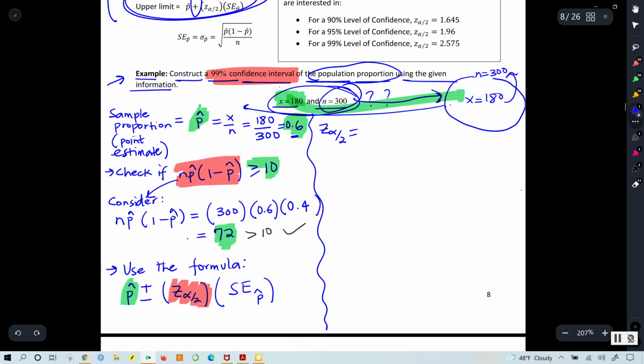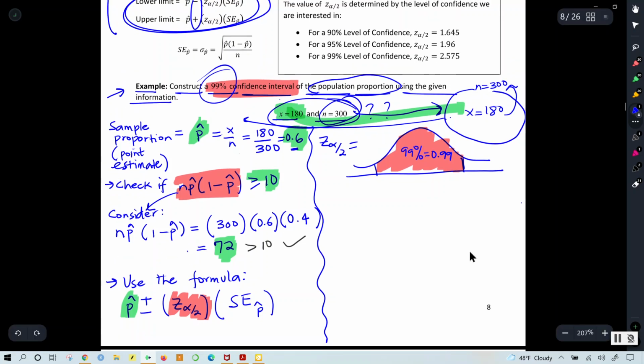Here we go. I will draw the normal distribution and locate a portion right in the middle, since I'm constructing an interval. And this interval is a 99% confidence interval. 99% is 0.99. To help me get the value of z of alpha over 2, I need the positive number right here. That number is 2.575.